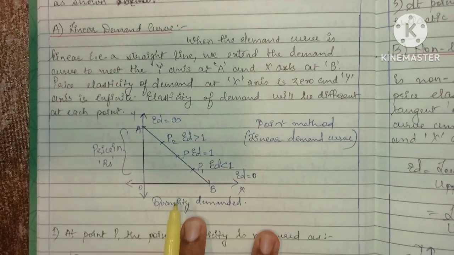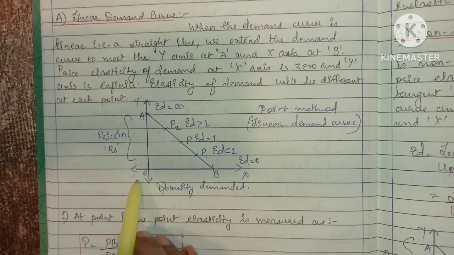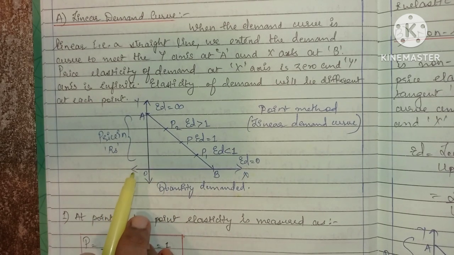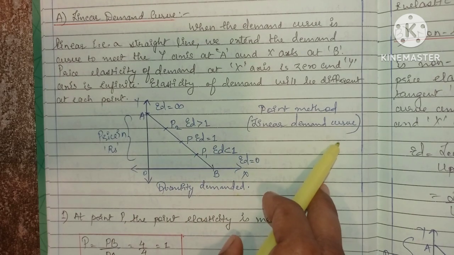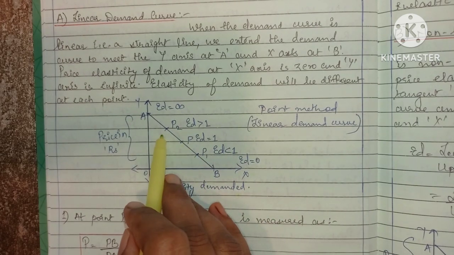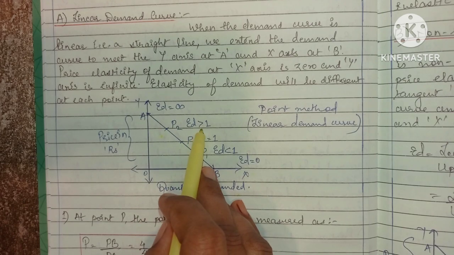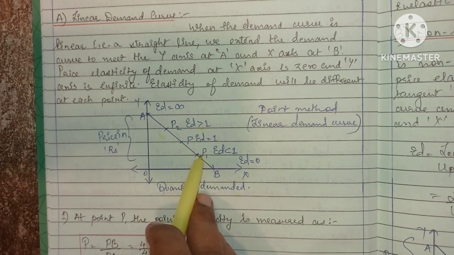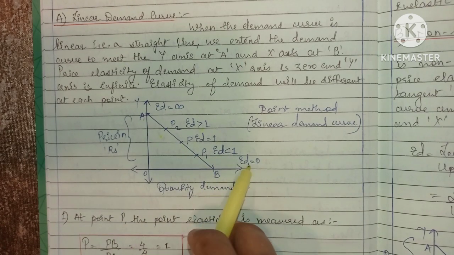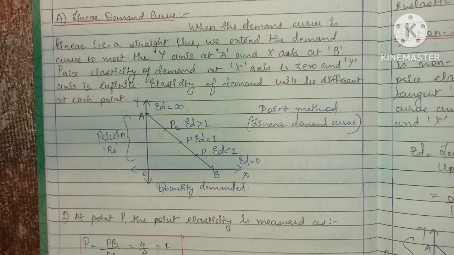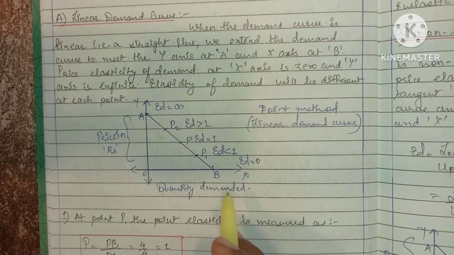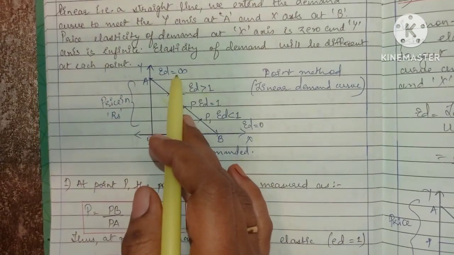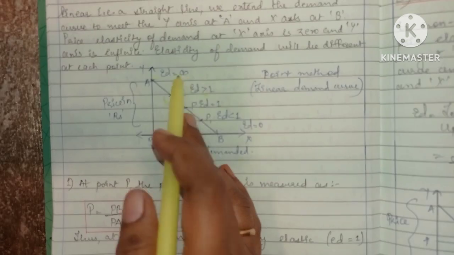I have drawn a diagram over here, wherein on the x-axis we have the quantity demanded and on the y-axis we have the price, and here I have plotted the points on the linear demand curve, P, P1 and P2. At P2, ED is greater than 1, at P it is equal to 1 and at P1 it is less than 1. ED over here is 0, and at this point it is infinite.